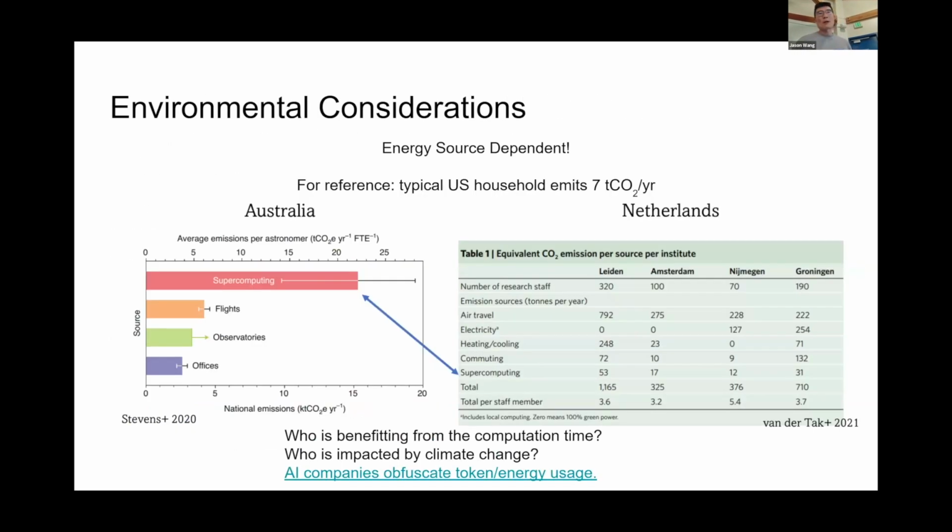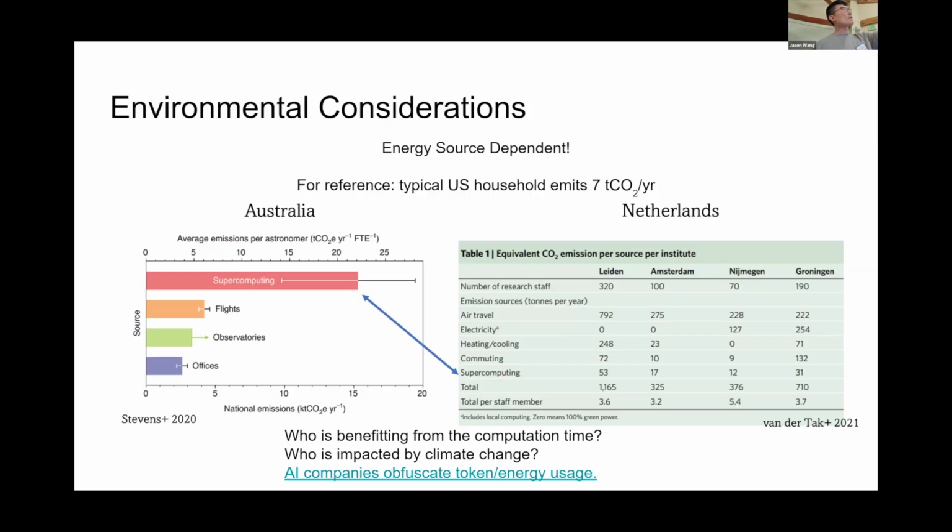This also brings us to environmental considerations. There are also inherently environmental considerations. This is not about AI. This is actually about astronomers. These are studies conducted by astronomers of the CO2 footprint of typical astronomers. This is one done in Australia and one done in the Netherlands. The units are tons of CO2 per year.